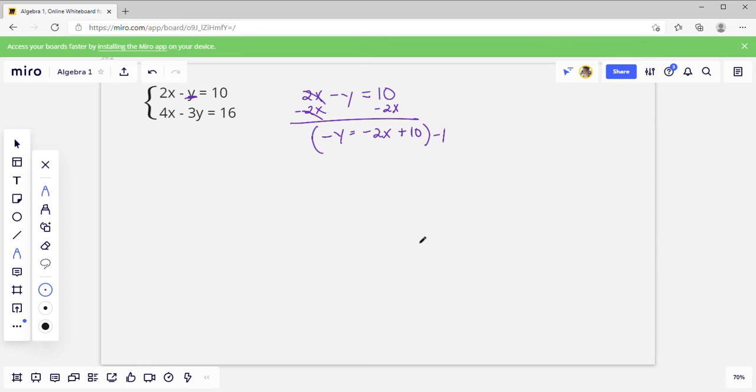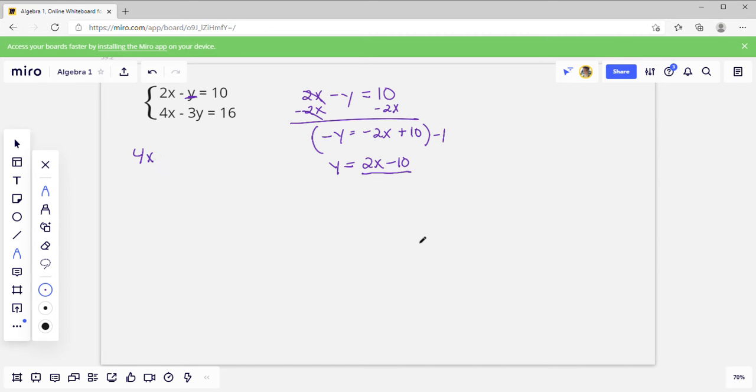And what that does is change every single sign in here. So instead of negative y, I have positive y. Instead of negative 2x, I have positive 2x. Instead of positive 10, I'm going to have negative 10. So you just change every sign in there when you multiply by negative 1. All right, now I have y by itself and a value. So I'm going to sub that into the other equation.